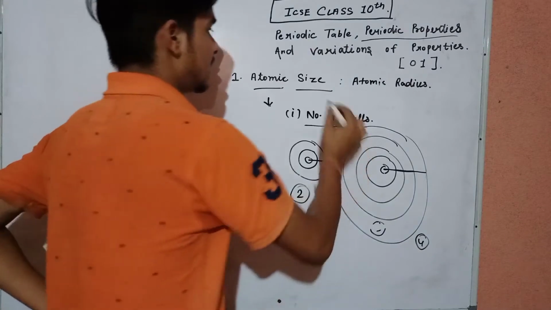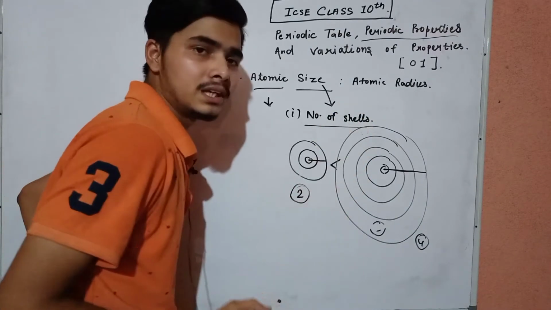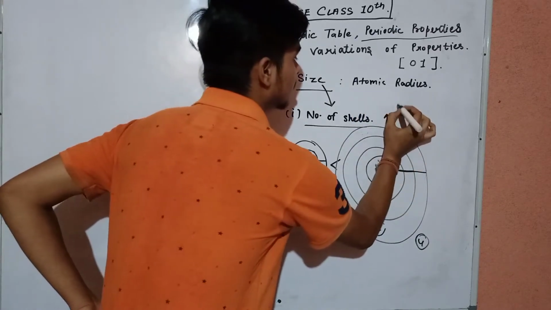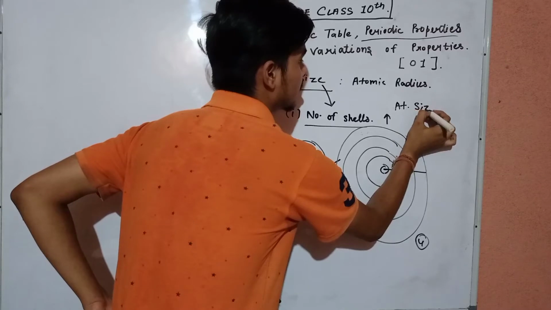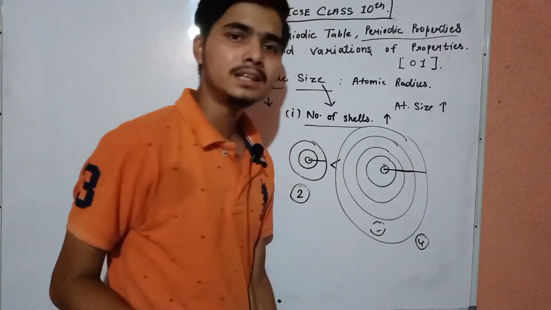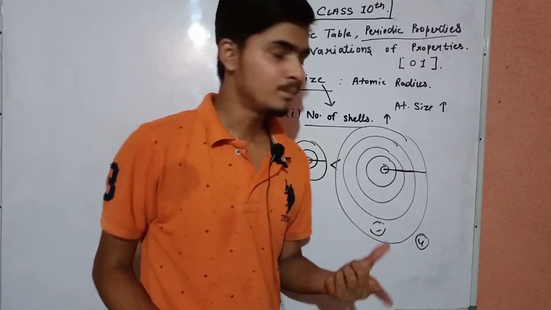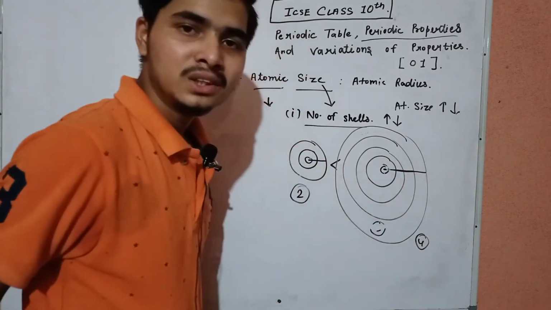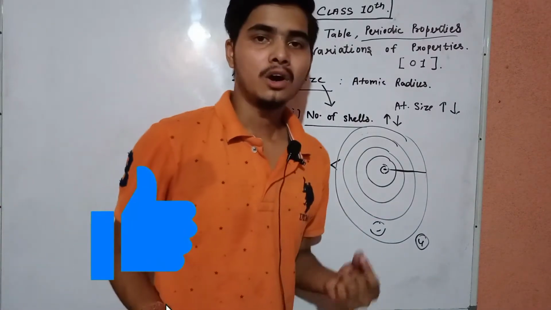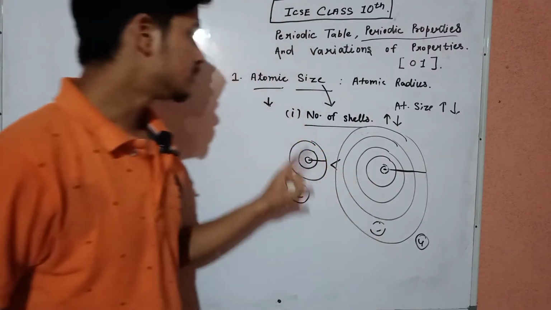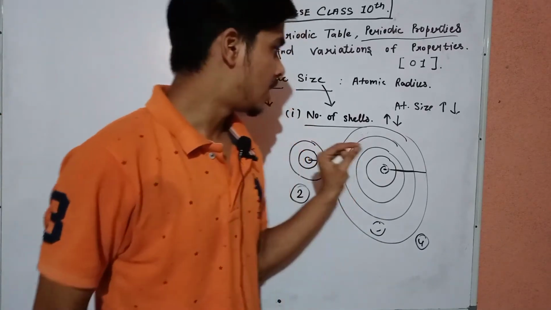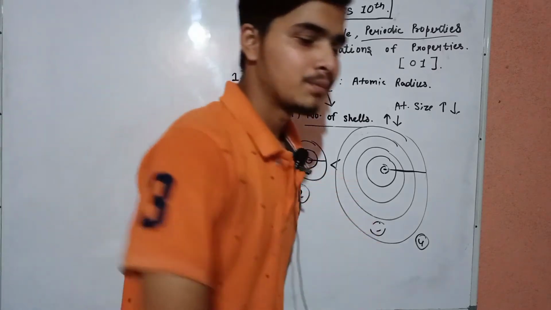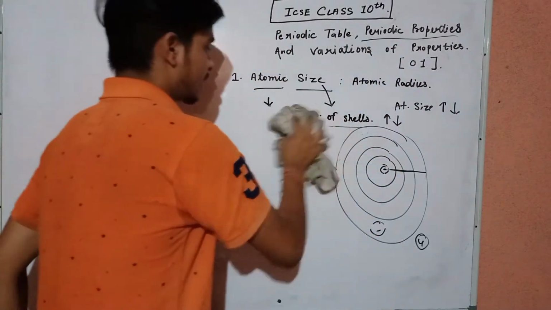So we can say that atomic size depends on the number of shells. And how does it depend? If the number of shells increases, the atomic size or atomic radius would also increase. And the vice versa is also true. What if the number of shells decreases? Then the atomic size will also decrease. Yes or no? So this is the funda of the number of shells. The first factor is clear to you, and how atomic size depends upon the number of shells. Now let us take a look at the second factor.